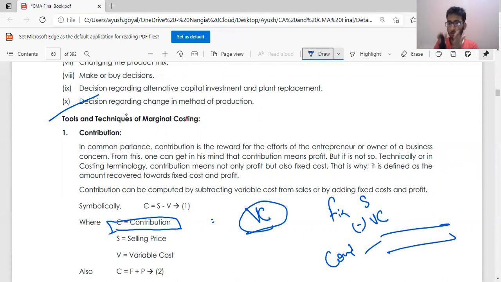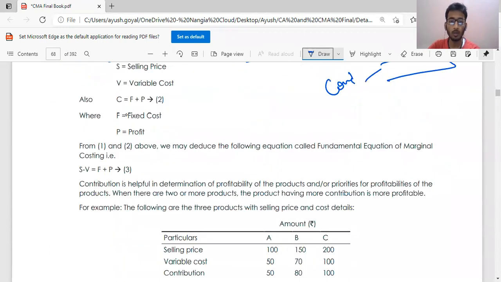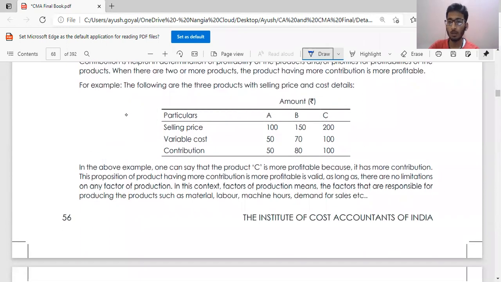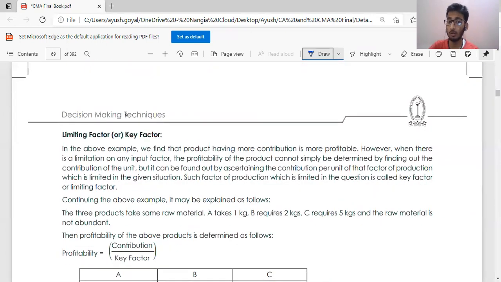Basically, we are doing marginal costing and decision making simultaneously. These both concepts are related to each other. I would not say interdependent, but related to each other. Somewhere decision making is dependent on marginal costing, but not completely. Wherever fixed cost comes into the picture, marginal costing goes out and differential costing comes in. So the contribution we have already done.